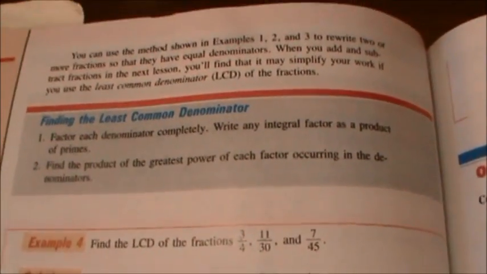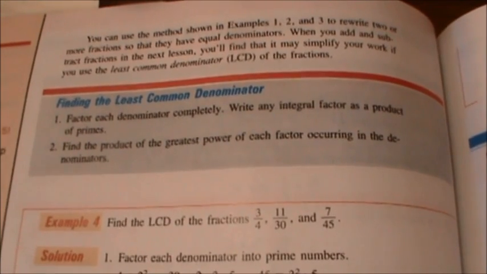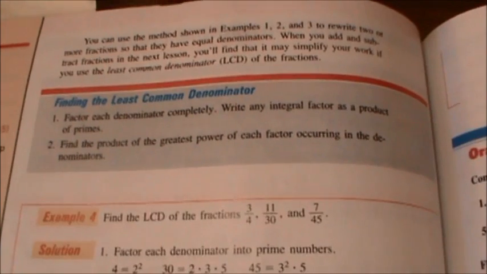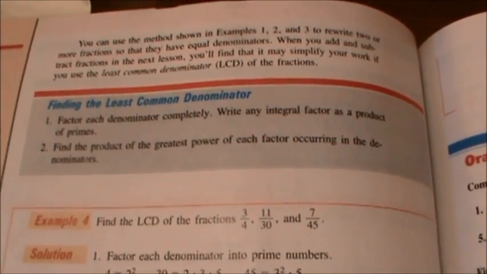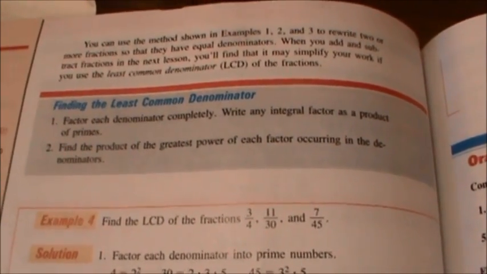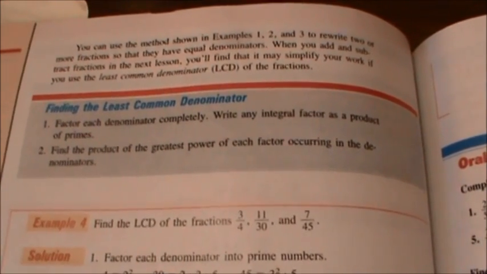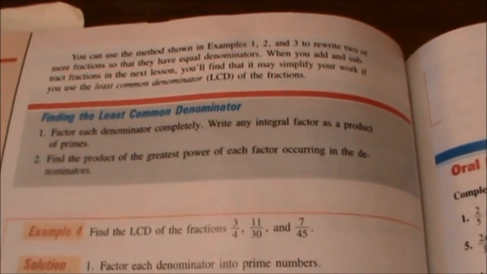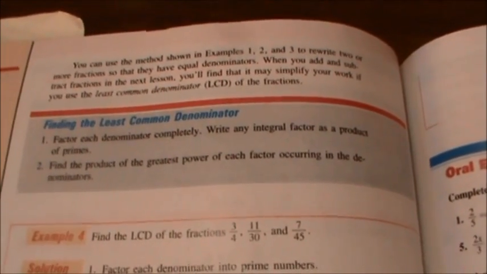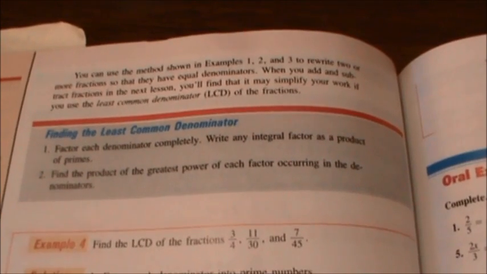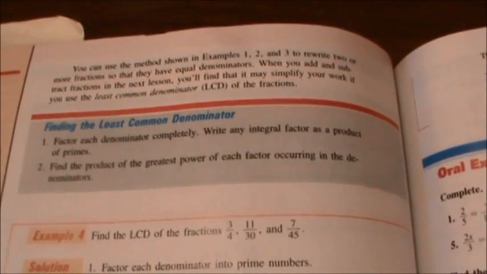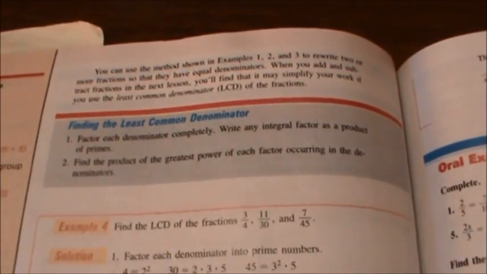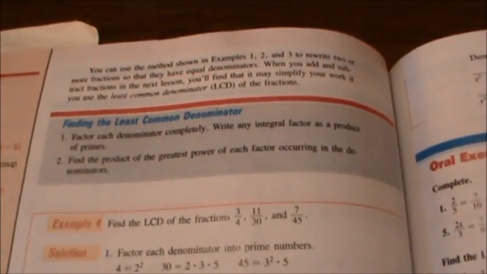For the next set of problems in your book, I would refer to page 260. In this nice little gray box here, they explain how to find the least common denominator. Notice first they say factor the denominator completely. Then they say find the product of the greatest power of each factor occurring in the denominator. This is the same way we find LCD with plain old fractions, but in this case sometimes the factors they're talking about right here might be an expression like x minus 2 or 3x plus 1.